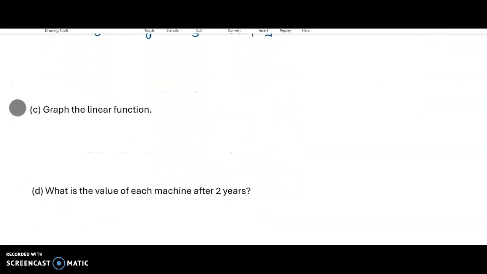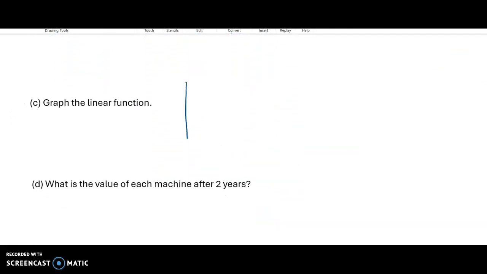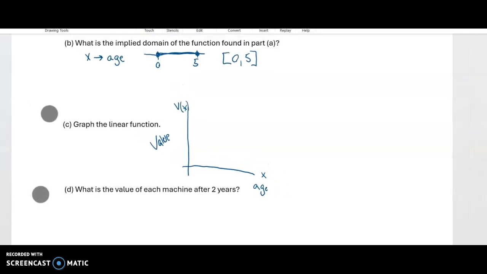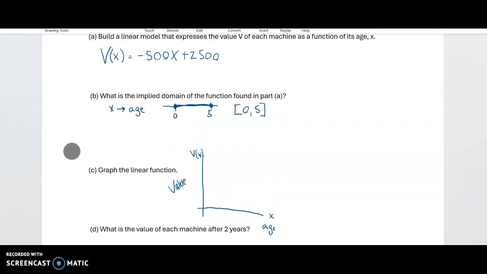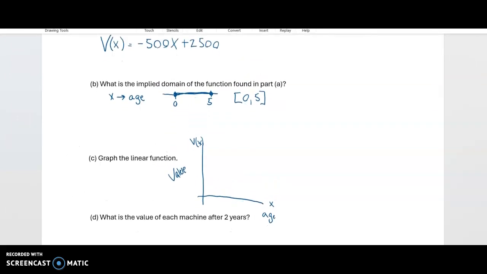Next, we are asked to graph this function. So we can just sketch a graph here. We have our x-axis, which represents age, and our y-axis, or our V of x axis, is the value, and that's in dollars. And we can use our function listed to get our y-intercept, 2,500. So let's note that on our graph. 2,500, I'm just doing a rough sketch here.